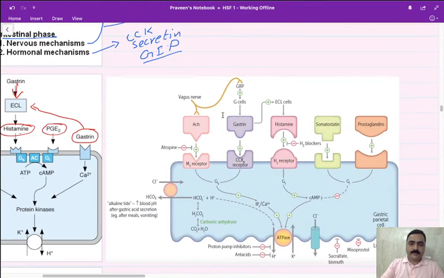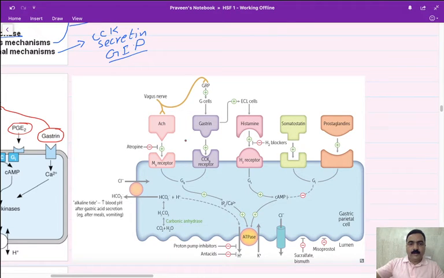Let's see the detailed image over here. This is from your First Aid book. Let's start with the acetylcholine. The vagus releases acetylcholine. The postganglionic parasympathetic neuron releases acetylcholine, and this acts through the M3 receptors, which are related to Gq. Gq causes the stimulation of IP3, DAG, and calcium, and the calcium causes the lodging of the H plus K plus ATPase over here.